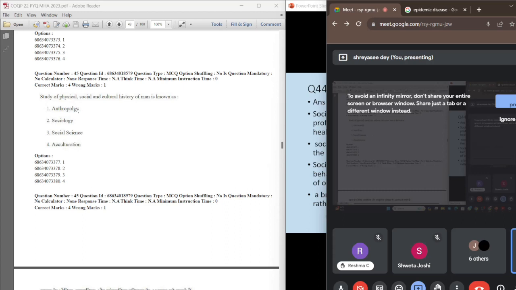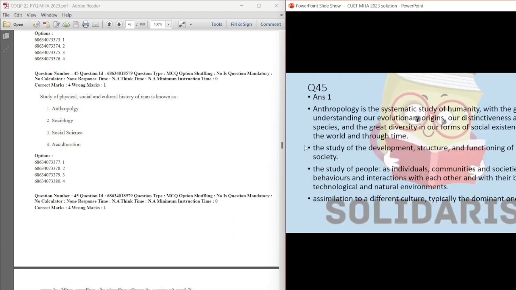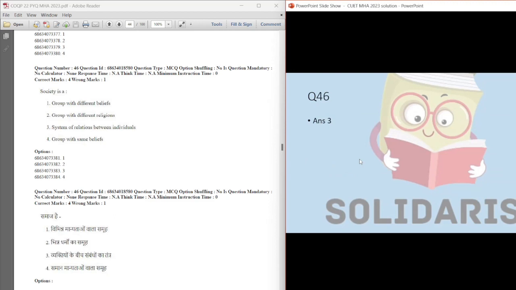The next question: the study of physical, social, cultural history of man is known as anthropology. These you have to memorize. I just added the definition so that you guys don't get confused. Let's go to the next question. Society, this is also a sociology question, and you have to memorize it. There is nothing much to explain. The answer is option number 3, the system of relations between individuals.